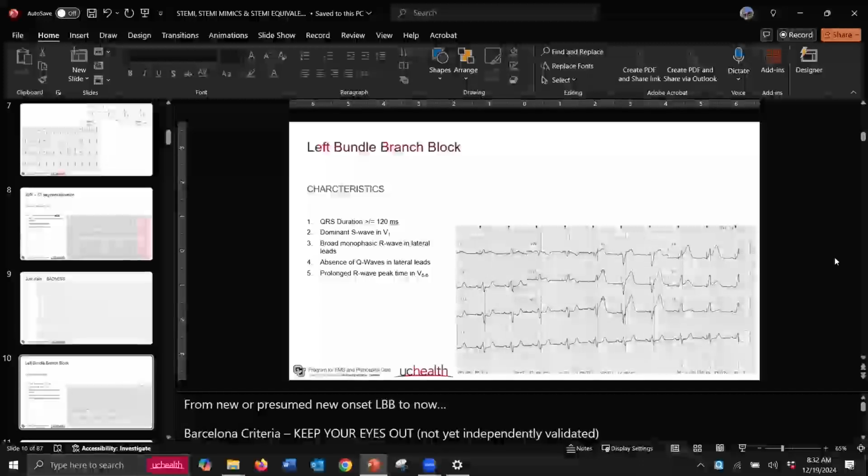Yeah, absolutely. All right. So any questions on AVR ST segment elevation, and we'll move on to left bundle branch.